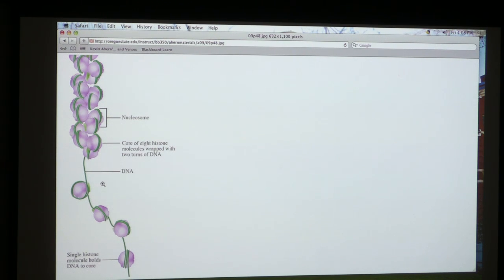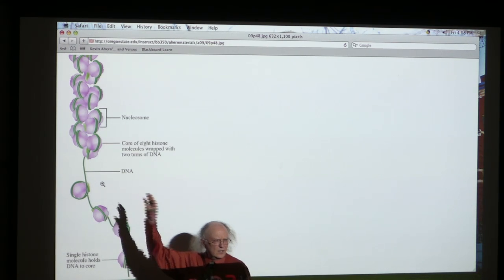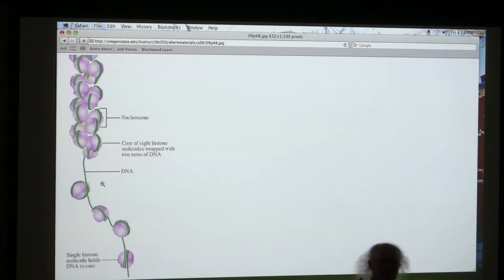Okay, so I said H1. That does something different. Okay? That's a total of 8 proteins. Those histone proteins, when they're complexed with DNA, create something we call chromatin. So chromatin equals histones plus DNA. So what you see on the screen is chromatin.